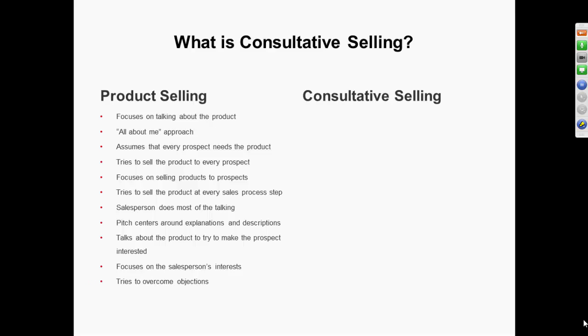When you're doing product selling and you face an objection, the primary response is to try to overcome it. Let's say, for example, that you're doing product selling and you face the objection of "I'm not interested." Well, your response there is to overcome that objection by making the prospect interested. So you said you're not interested? Well, let me describe the product more, right? That goes back to the explanations and the descriptions. Let me talk more about the product to try to get around this objection.